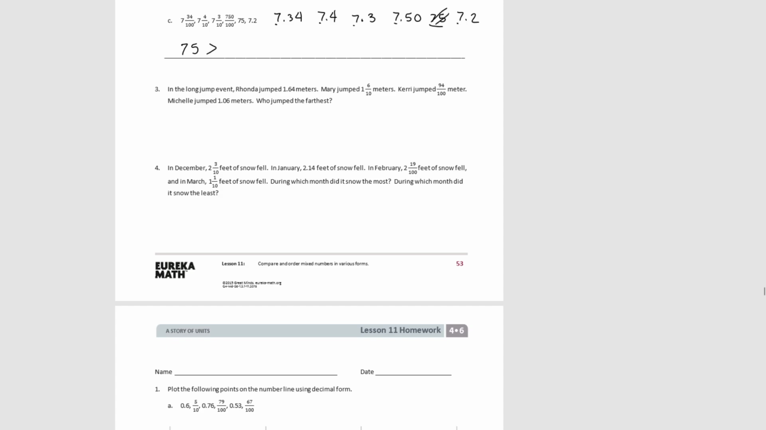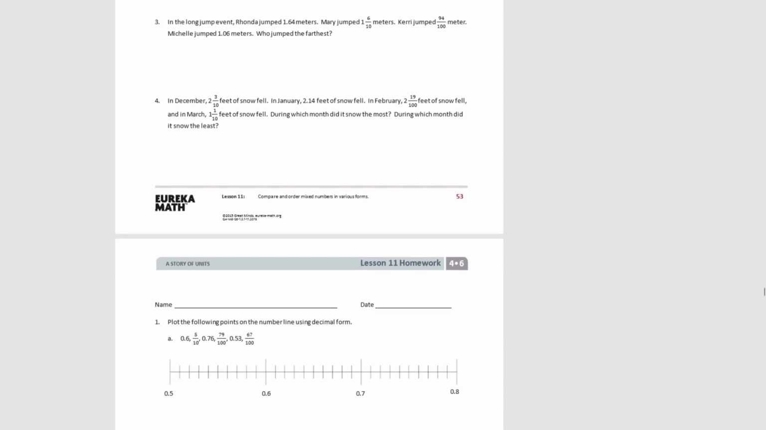So now we're going to look at the tenths place. We have a 3 and a 4 and a 3 and a 5 and a 2. So 5 tenths is going to come next. And then we have 4 tenths. Then we have 2 numbers with 3s in the tenths place. This one has 34 hundredths. This one has no hundredths. So this one's going to come next. And then 7 and 3 tenths. And finally 7 and 2 tenths.